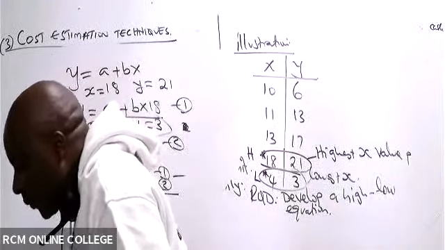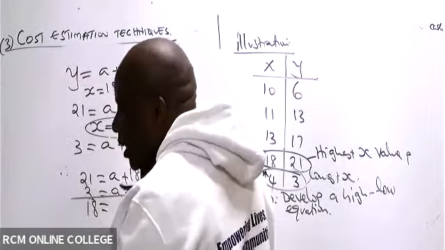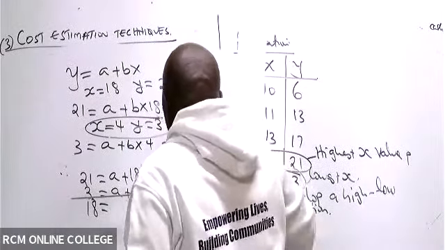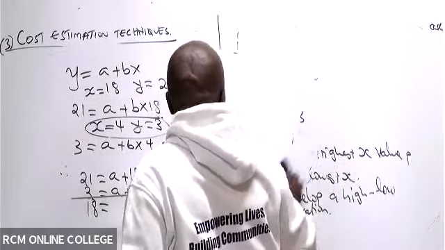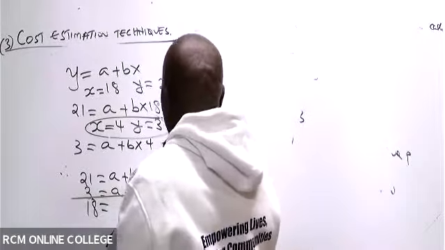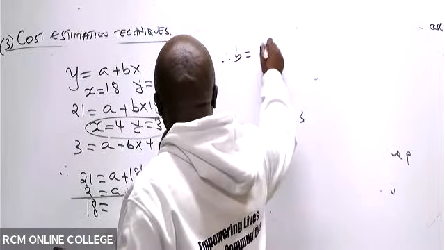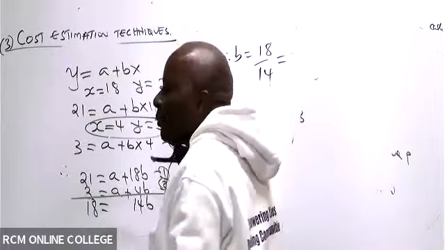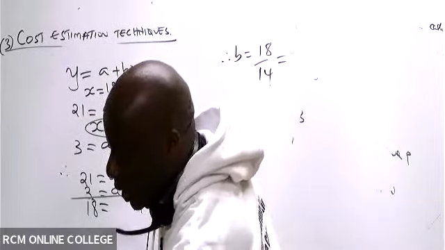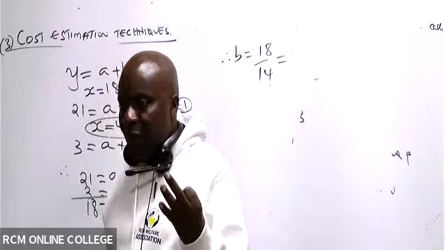Okay. So they're telling me that, Mwalimu, now here we can easily get the value of b because 18 equals 14b. And therefore b will be 18 divided by 14, isn't it? Therefore, b alone will be 18 divided by 14. I know this is an ugly figure, but can you kindly give me 3 decimal places? What is 18 divided by 14? 3 decimal places.